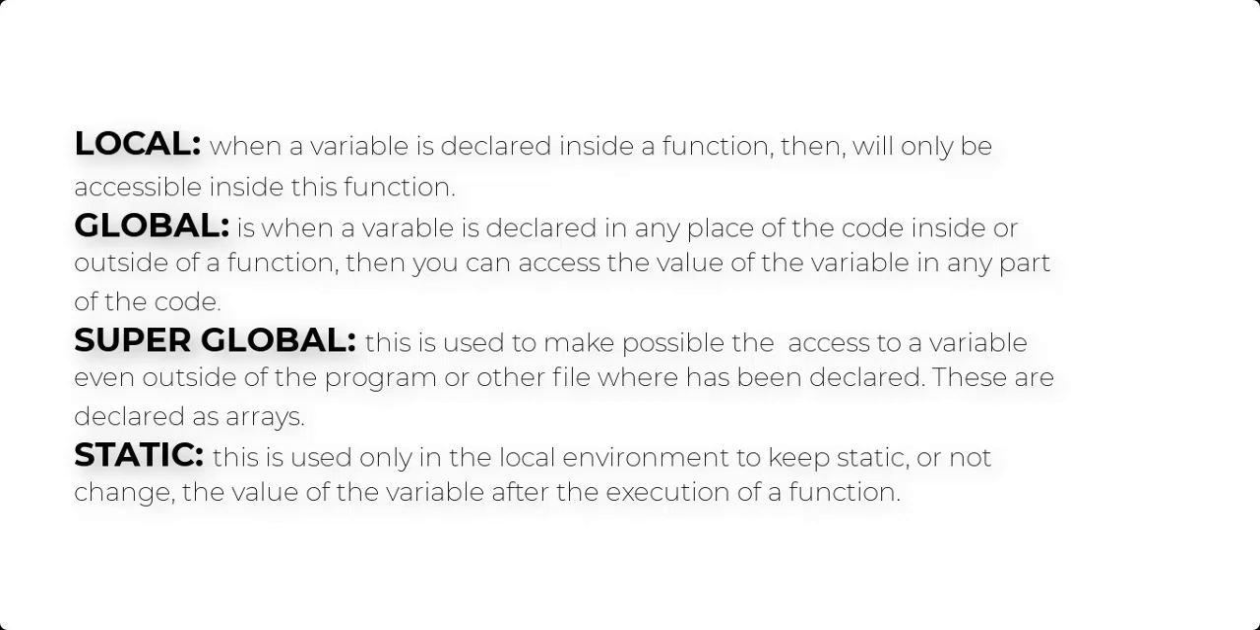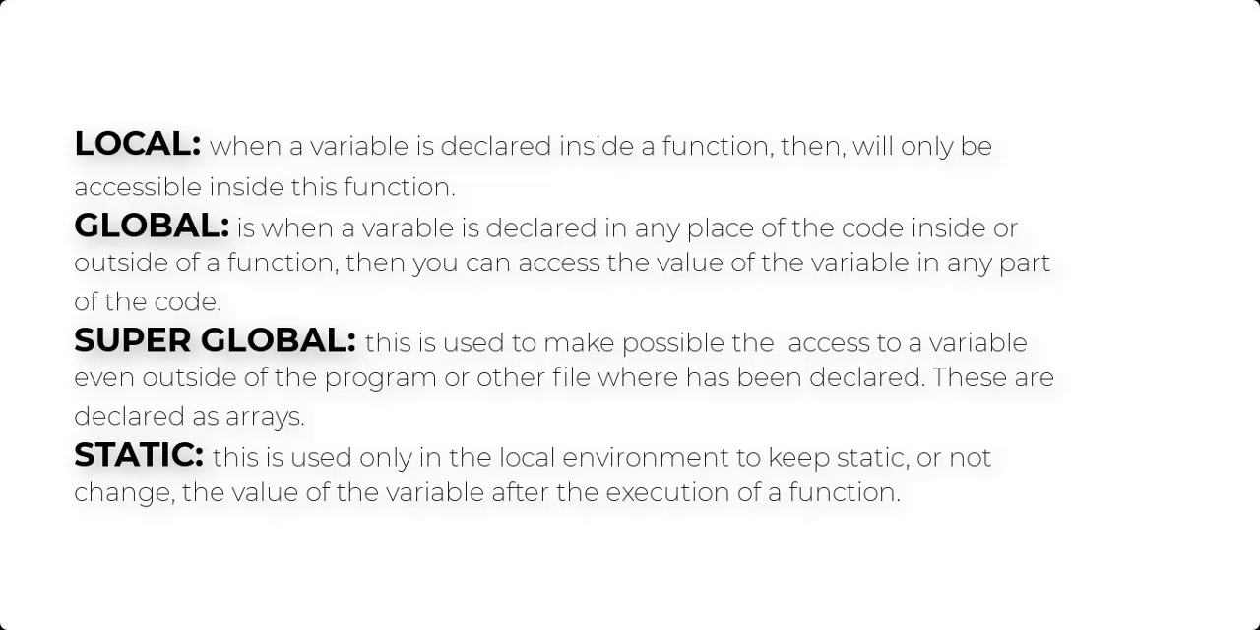The super global scope is used to make possible the access to a variable even outside of the program or other file where it has been declared. These are declared as arrays. The static scope is used only in the local environment to keep static, or not change, the value of the variable after the execution of a function.